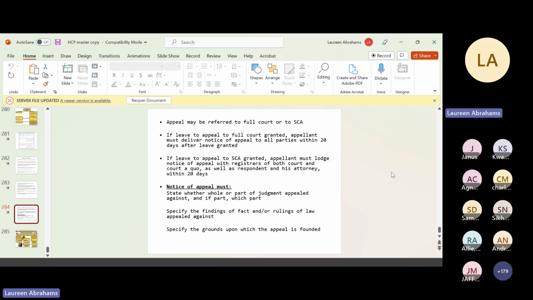20 days after leave is granted, you must file your notice. You must state in the notice of appeal which part you are appealing against, which part of the record. Specify the findings of fact and/or the rulings of the law that you are appealing against, and specify the grounds upon which your appeal is founded. Right. That is that. Any questions on that?